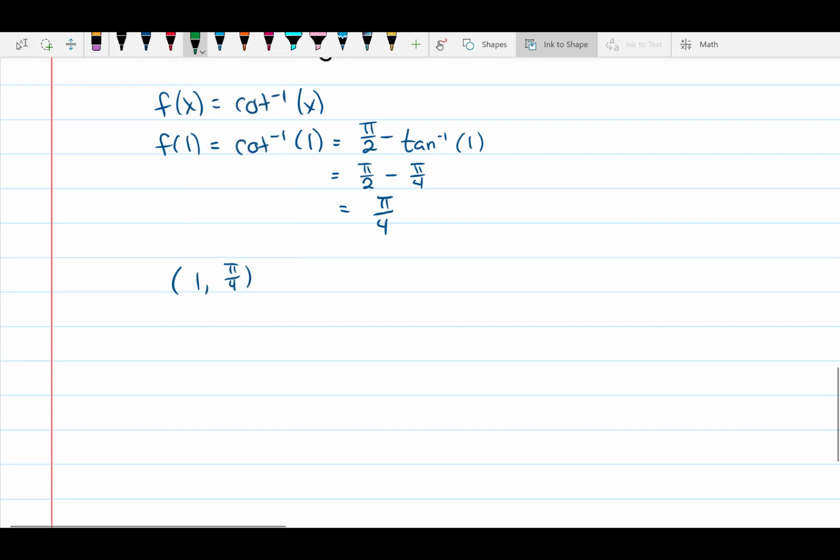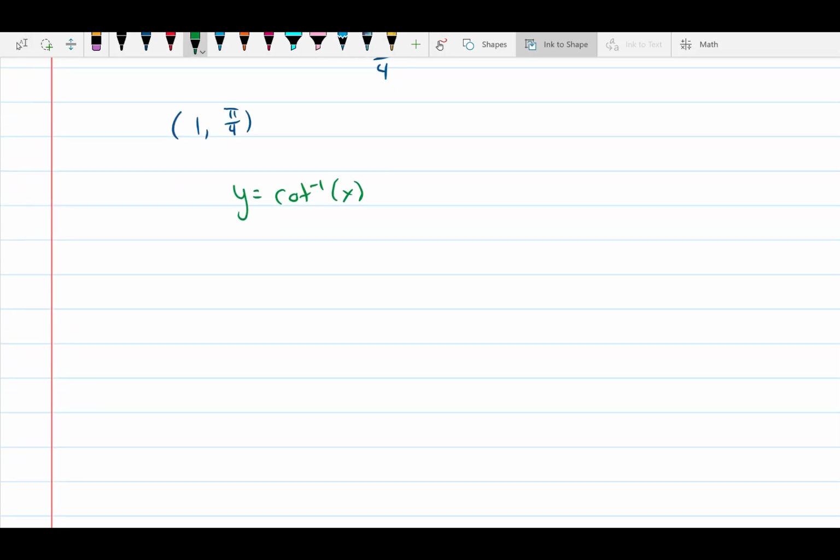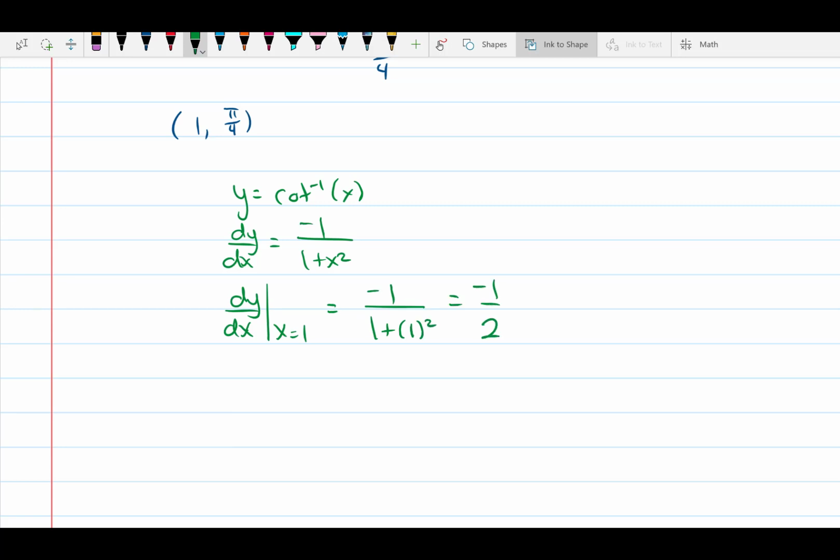Now for the next step, we take y equals cotangent inverse of x. We're going to find the slope. So dy dx is equal to -1 over 1 plus x squared. dy dx at x equals 1 is equal to -1 over 1 plus 1 squared, which is -1/2. Don't forget, with cotangent inverse, there is a negative in the numerator. I almost forgot. So this is m.